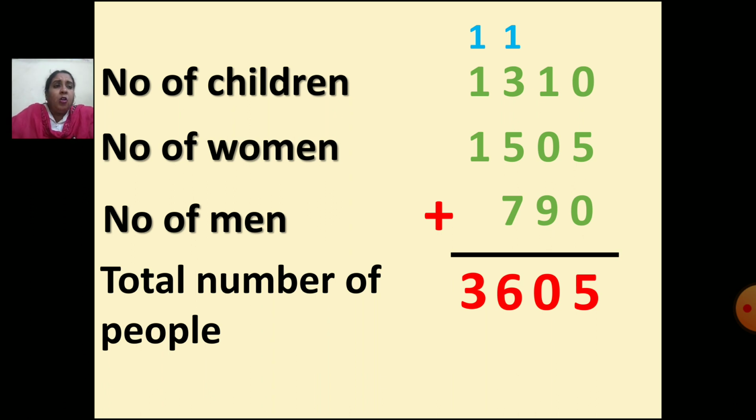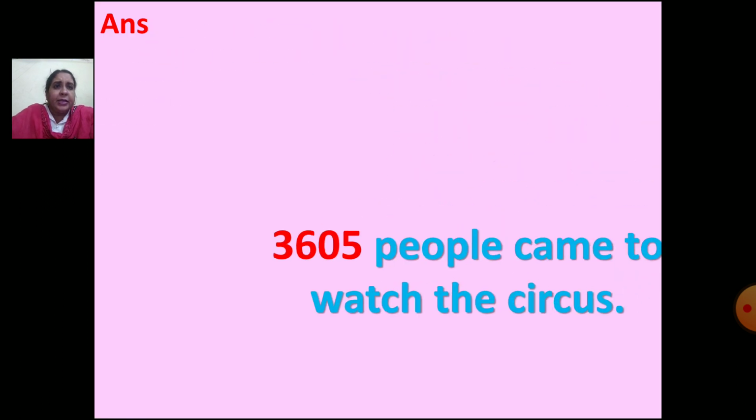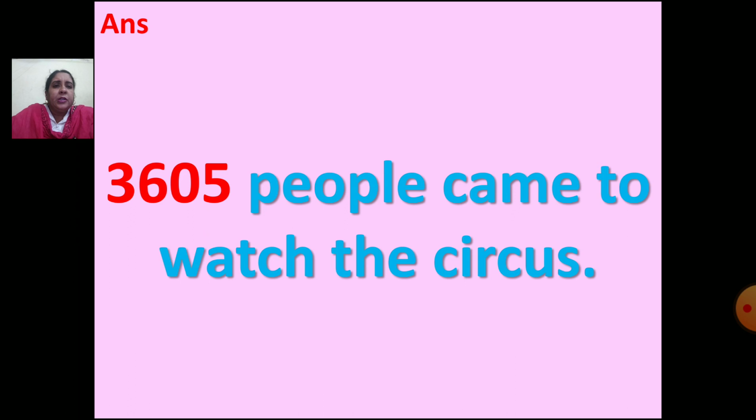Right? Now you have to write answer statement. How you are going to write it? Yes. 3605 people came to watch the circus. I repeat the answer. 3605 people came to watch the circus. So this is your answer.